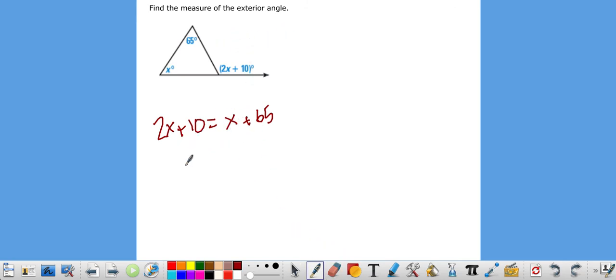Play some algebra, subtract x from both sides. x plus 10 is 65. And then when we subtract 10 from both sides, x is 55.